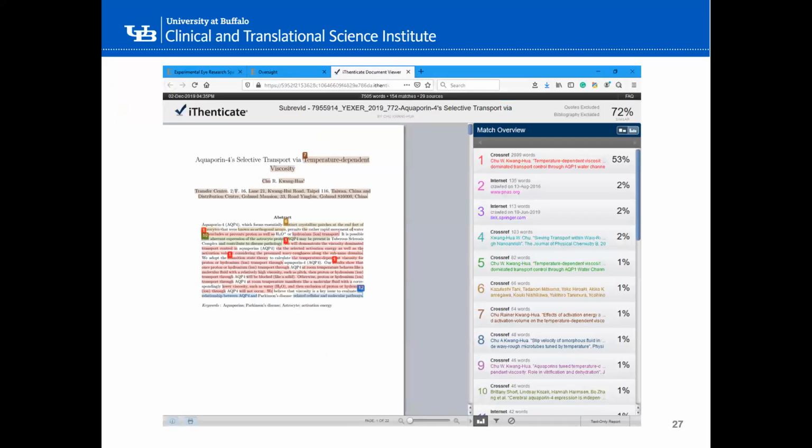This is an example of an Authenticate report, and you can see the score on the upper right-hand side. 72% of the text in this manuscript was found to be identical or very similar to previously published literature that's in the world's data banks.